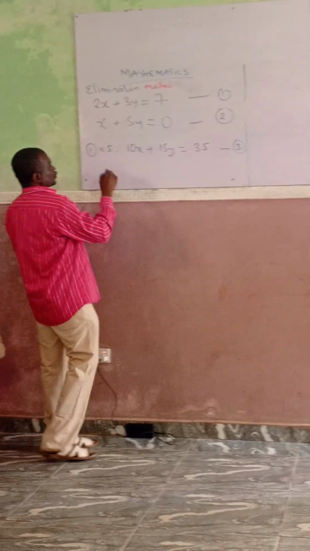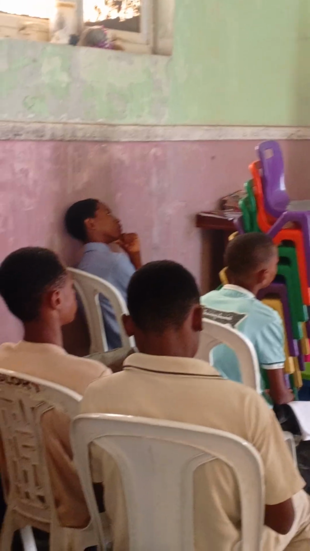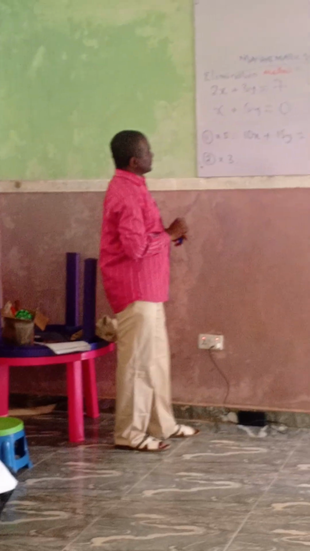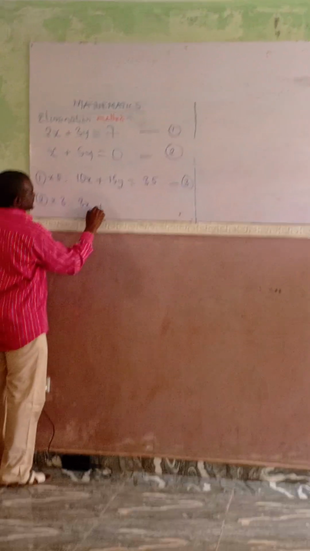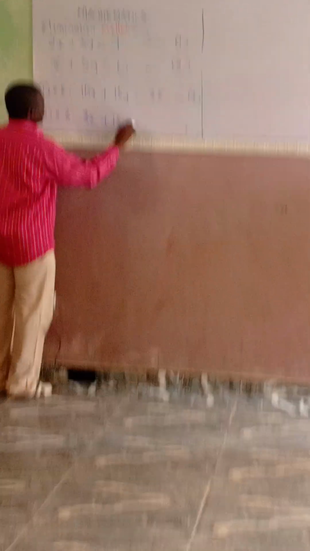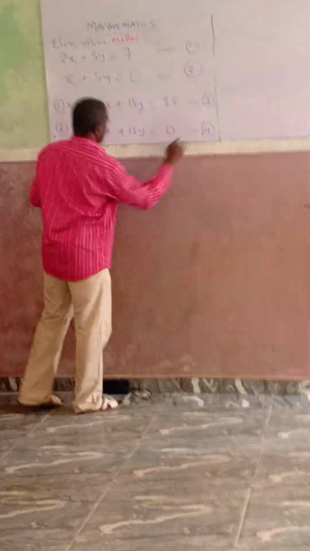Here also, we are multiplying equation 2 by 3, so that we can have 15 here. 3 times x gives me 3x. 3 times plus 5y gives me plus 15y, equals 3 times 0, which gives me 0. So this gives me equation 4.